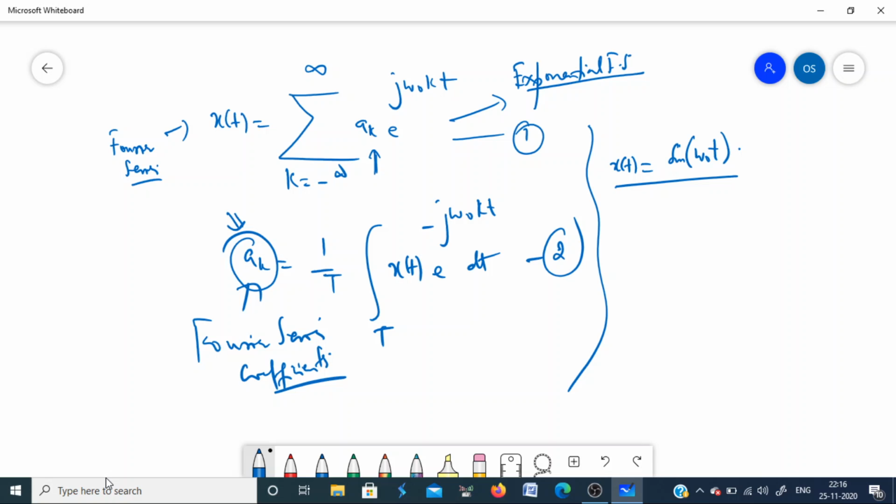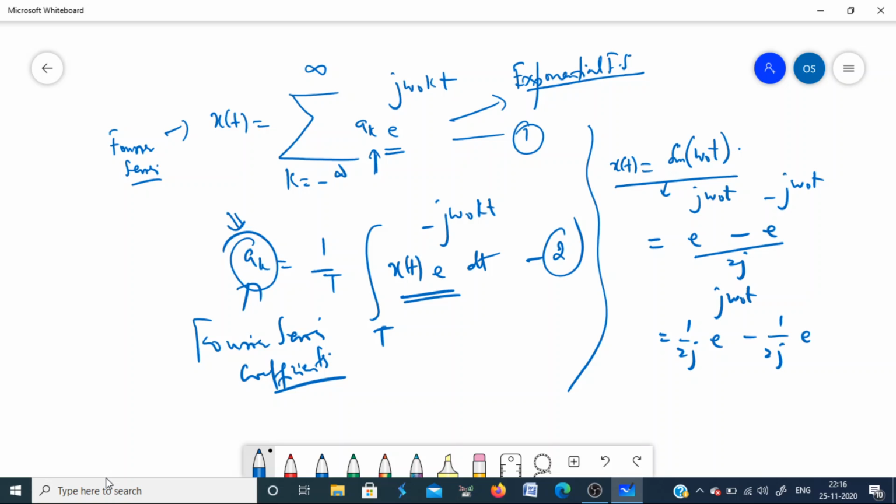So x(t) is equal to sine omega naught t. If you want to find the Fourier series, you simply have to write the signal in terms of this series. In this case, you are not supposed to evaluate the integration, because you can simply write it using e raised to power j omega naught t minus e raised to power minus j omega naught t upon 2j. So it is 1 by 2j e raised to power j omega naught t minus 1 by 2j e raised to power minus j omega naught t.